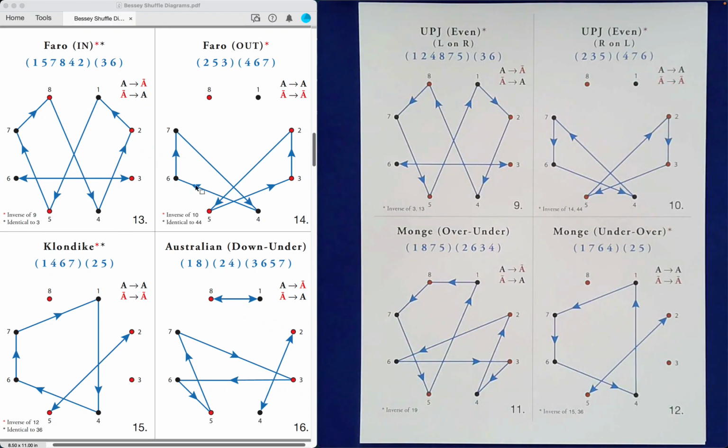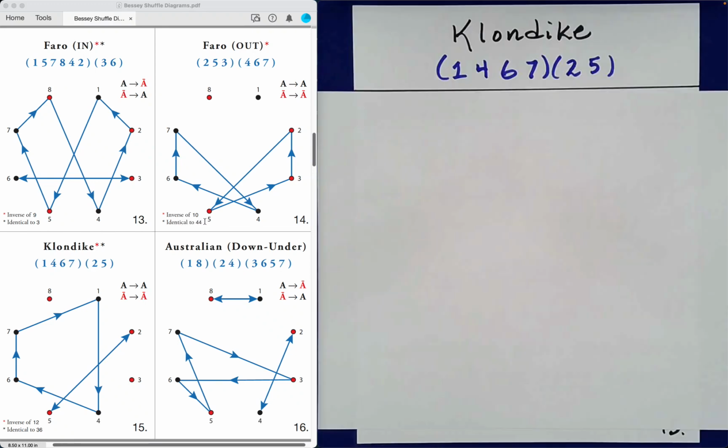And the faro out is identical to shuffle 44, which is coming up later in the series. Our third shuffle for today is the Klondike Shuffle. So let me show you how that shuffle is performed. So this is shuffle number 15.